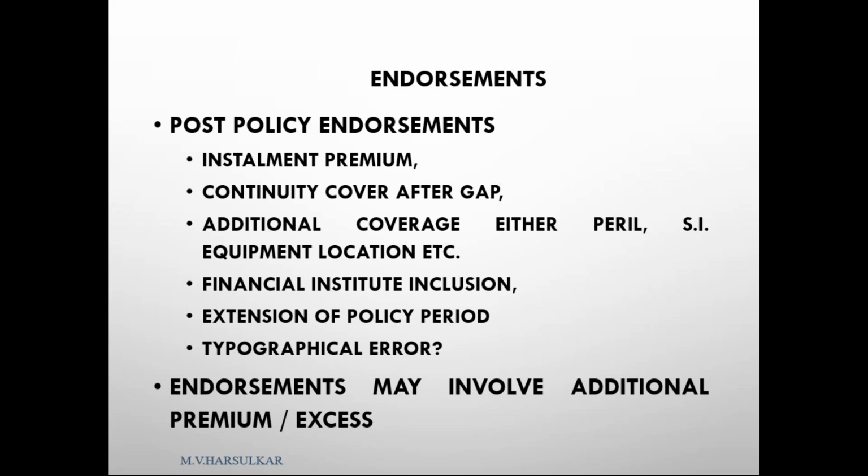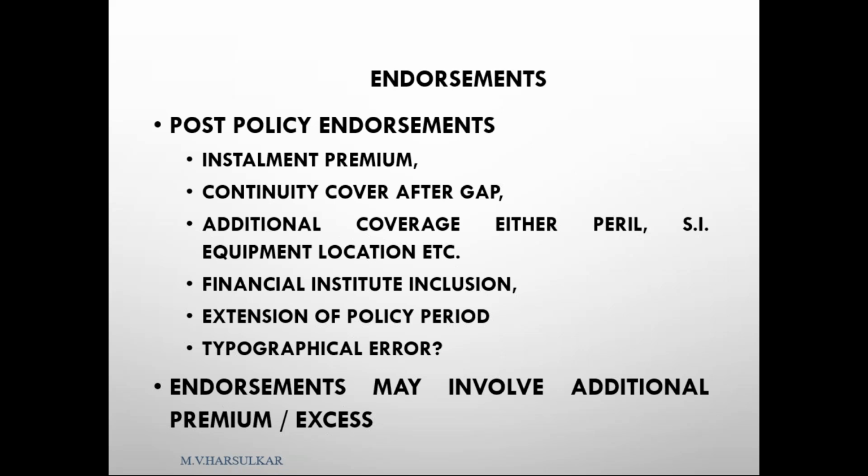And additional coverages, either peril, sum insured, equipment, location, etc. So these are examples. Some additional peril, midterm inclusion of say earthquake peril in a CPM policy or electronic policy or project policy, or sum insured revision. The sum insured is increased, so the insured requests for the increase in the sum insured. So he pays additional premium, the endorsement is passed. The effect of such endorsement is from the date when the premium is collected.